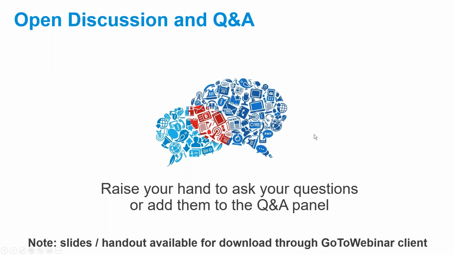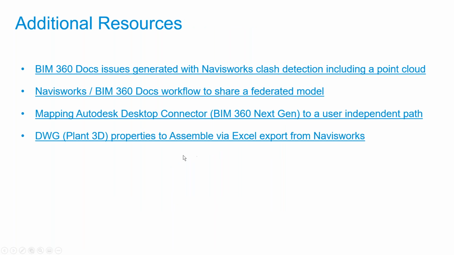Additional resources are available. So there are some additional slides here. Wanted to just roll into this one here to show you. There are some links here that we talk about, Navisworks and Docs workflow with federated models, mapping desktop connector to an independent path. This is more along the lines of doing some custom scripting, or if you want to copy some files back and forth, this is a way you can trick it to where you can change the path where it's normally stored.